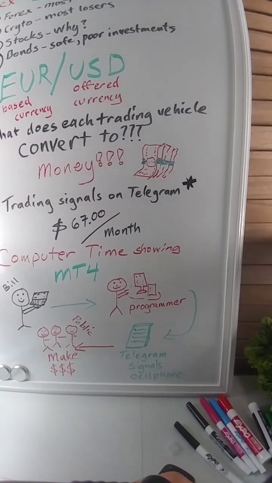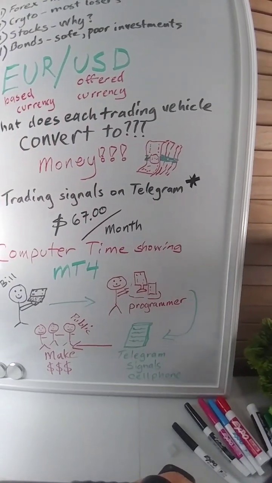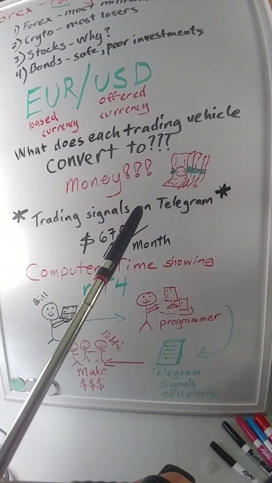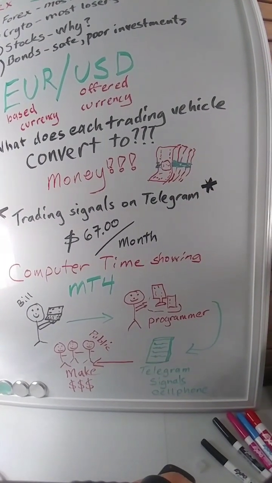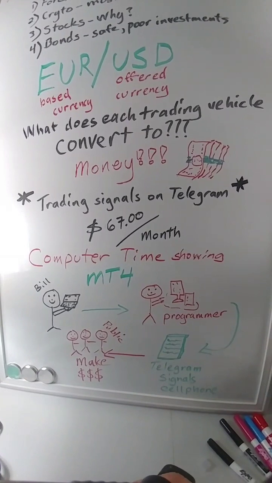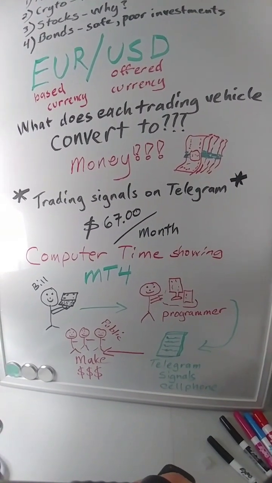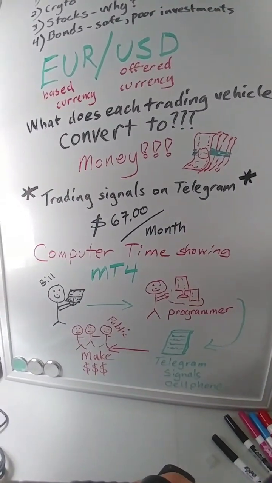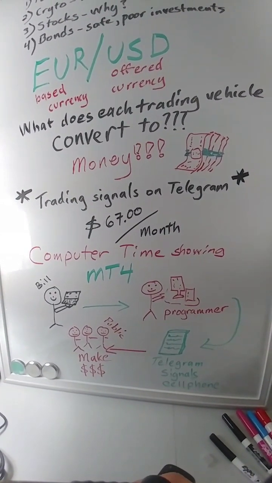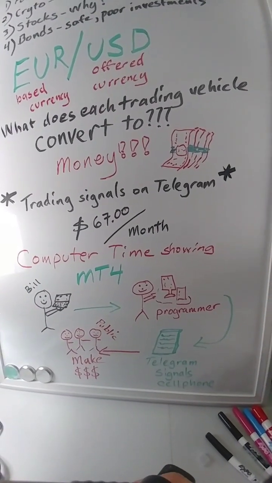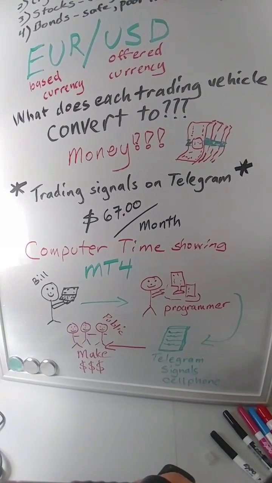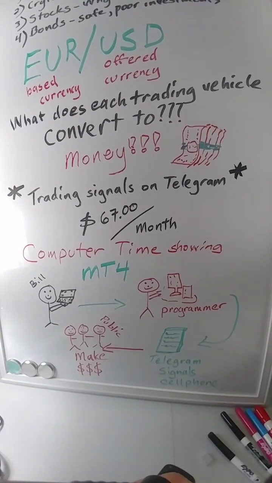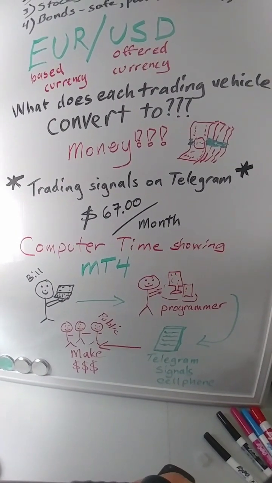So I showed you the computer time with what the MT4 does. Getting back to this right here where it says trading signals on Telegram, $67 a month. I trade the currency forex market, very successfully. I do it for a side income, a side hustle. When I do my other jobs and businesses, I can trade the 4 hour charts. It's easier for me, so I can tap into the forex market and not lose out on it, but still have time to do my other things that I'm interested in.